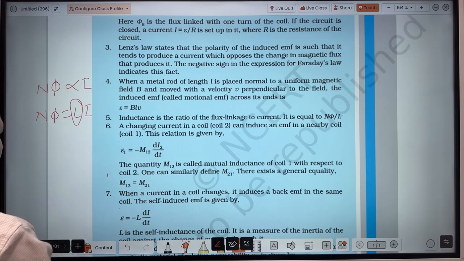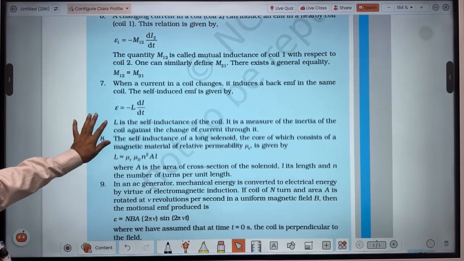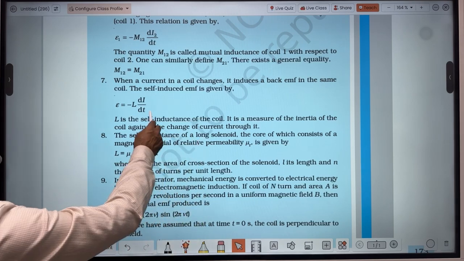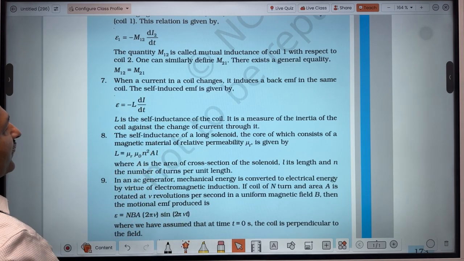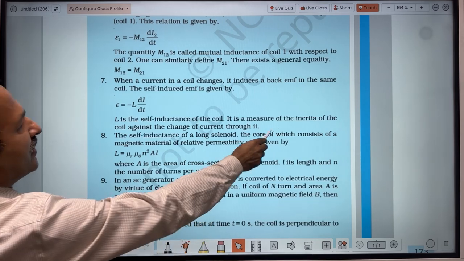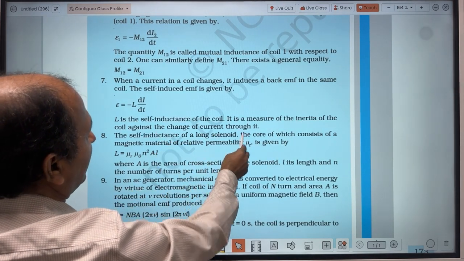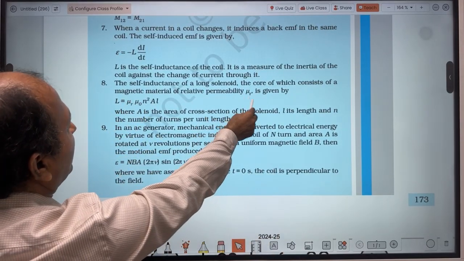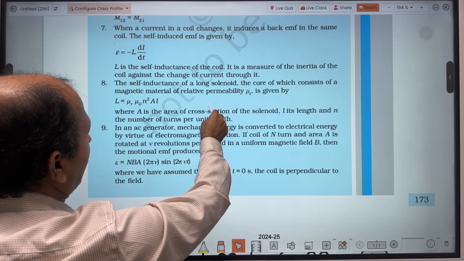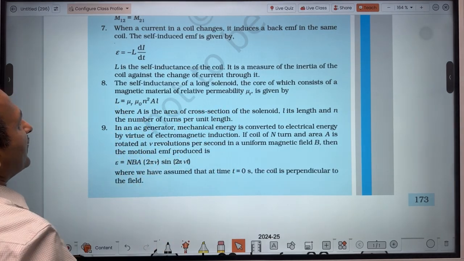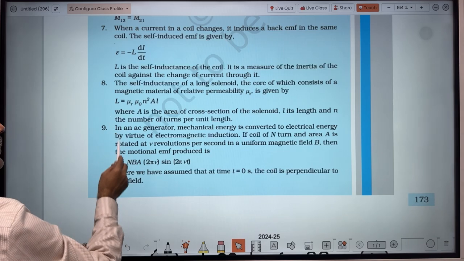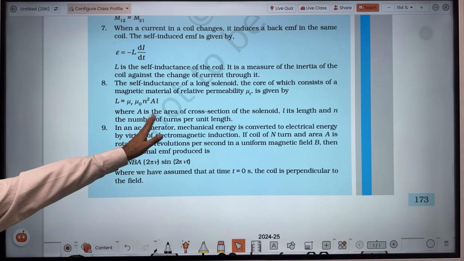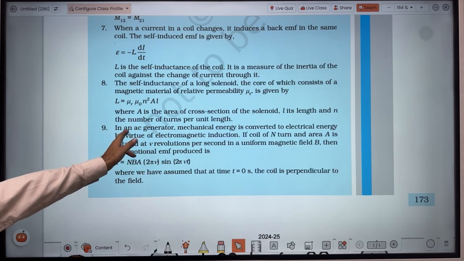And then comes the next thing. When current in a coil changes, it induces a back EMF in the same coil. The self-induced EMF is given by E equal to minus L dI by dt. L is the self-inductance of the coil. It is the measure of the inertia of the coil against the change of current through it. Then comes the self-inductance expression. If a material of relative permeability mu r is put inside the coil, the self-inductance is given by L equal to mu r times mu 0 times n square times AL, where A is the area of cross section of the solenoid, L is the length, and n is the number of turns per unit length.